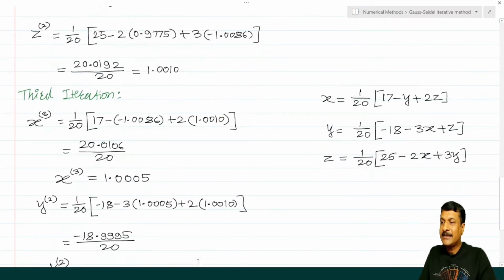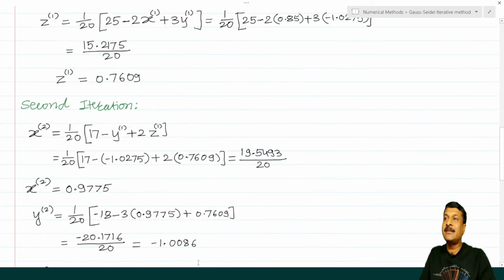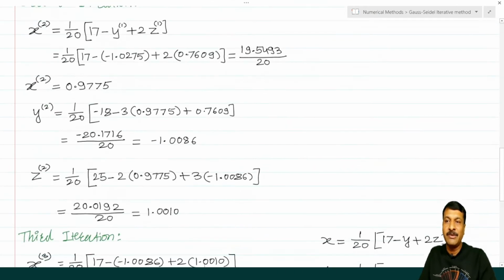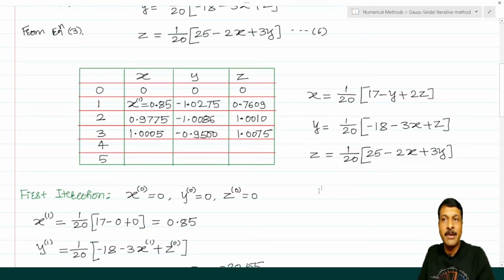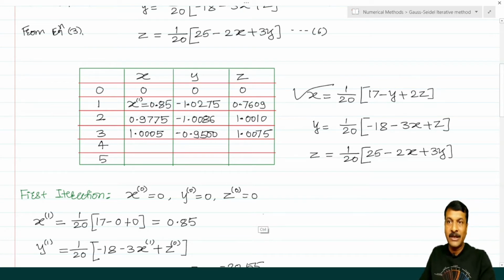So the next iteration I can do directly. So why this table is important, you will see here. I will complete this table with this value. So what is the value of x at the fourth position? I will use this equation and the recent values of y and z. So up to 3, 4 iterations you do stepwise. After that you directly consider the table.